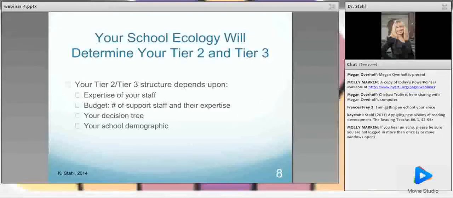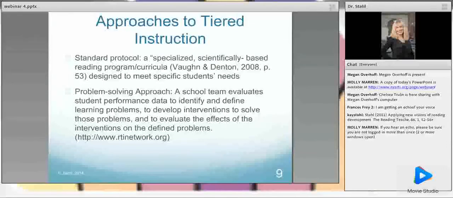Also, this in turn will inform your decision tree, which is a flow chart that will identify if children perform in these ways, then they are to stay in Tier 1. If they perform in these kinds of ways, then we have something to provide for them in a Tier 2 setting or a Tier 3 setting. And your decision tree is what establishes the criteria for your tiered interventions. And it certainly also depends on your school demographic and the kinds of services that are needed.